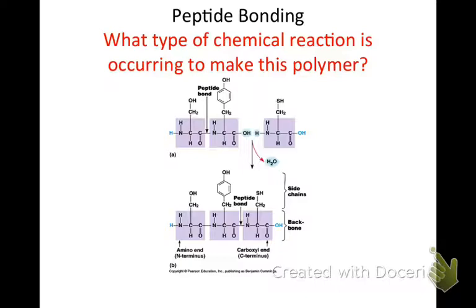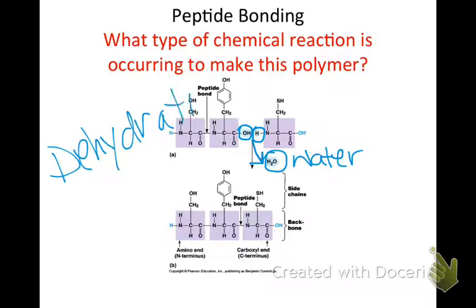So let's look. It happens right here. Look, there's an OH plus just a regular H. It's going to come out here, and those two H's are going to link up with that oxygen and it's going to take out water. It's going to be dehydrated. So, what type of chemical reaction is occurring? We take that hydroxyl plus a hydrogen, and it's going to remove water.